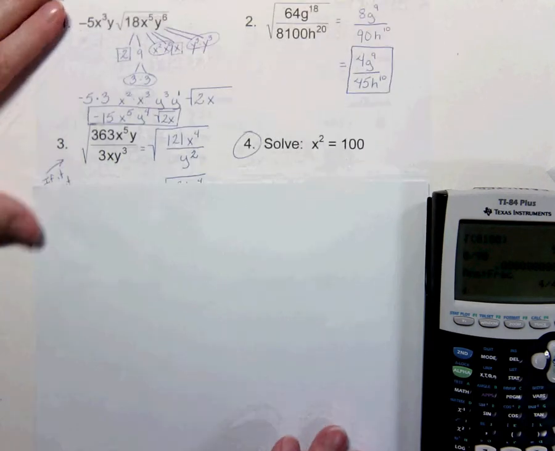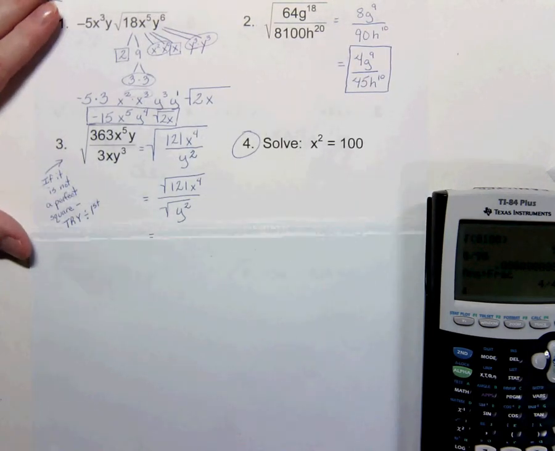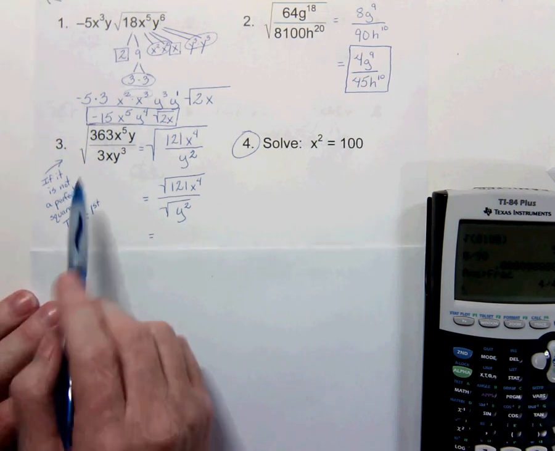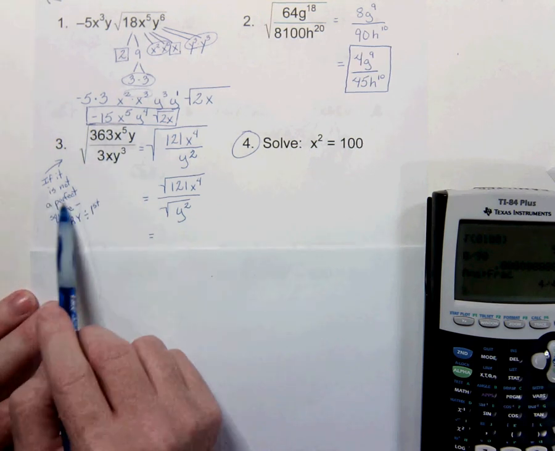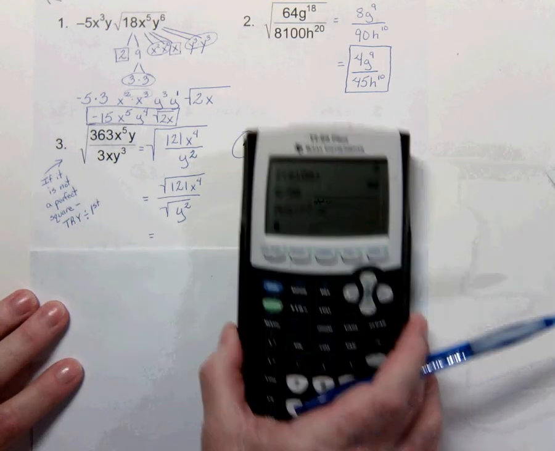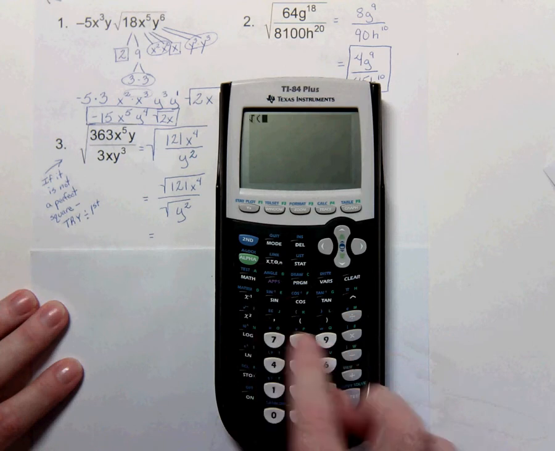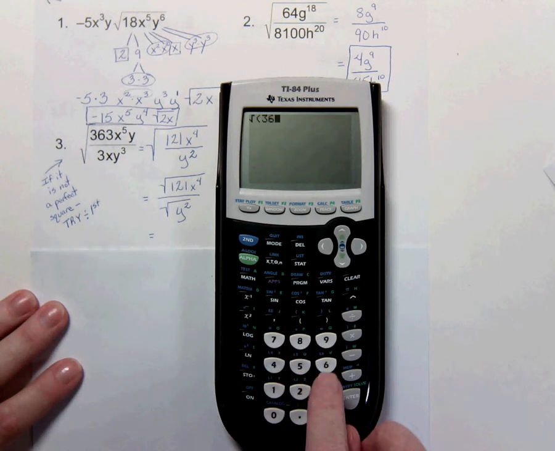Okay, look at number 3. Alright, we're not quite, I didn't finish it completely. But you want to look at this and say if it's not a perfect square. In fact, you could go to your calculator and, let's clear that out, and put second square root of 363.